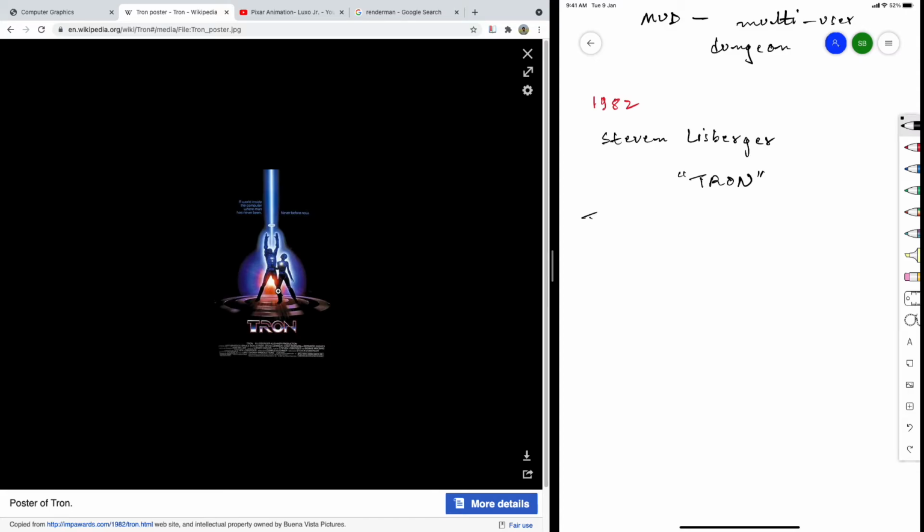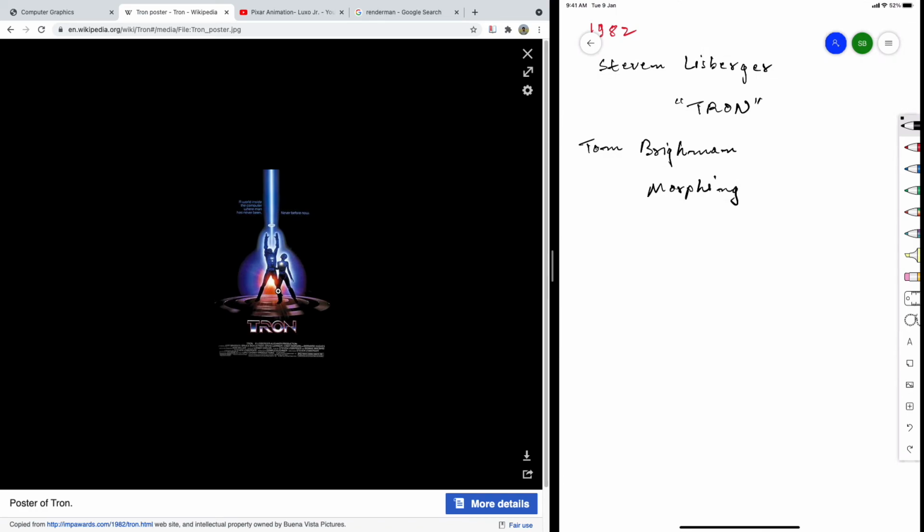Then Tom Brigman released the film called Morphing, and this was the first film in which a female character deforms and transforms herself into the shape of a lynx. That is also possible because of computer graphics.